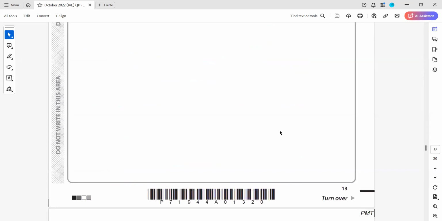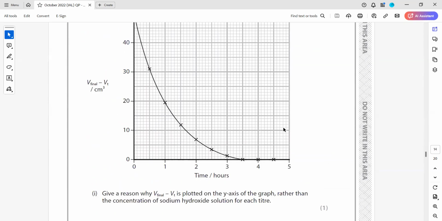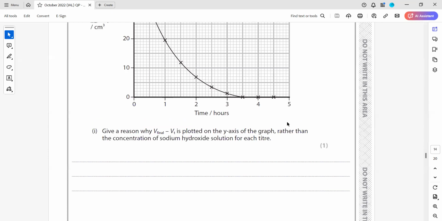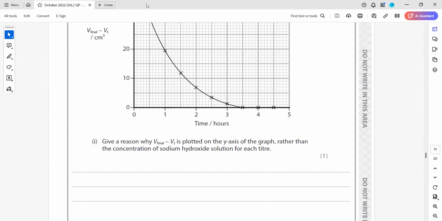So the main reason is because we are investigating the chemical kinetics. The difference in the volume actually changes with the reactant. That's why, if you write here, the difference in the volume depends on the amount of reactant. That's why we use the difference in the volume rather than the concentration of sodium hydroxide.